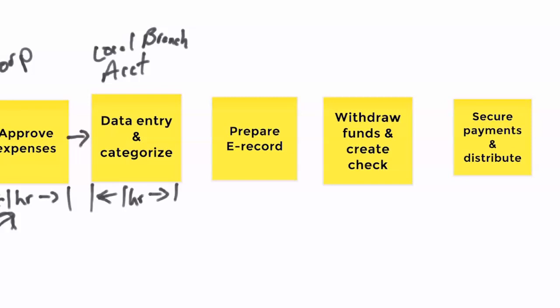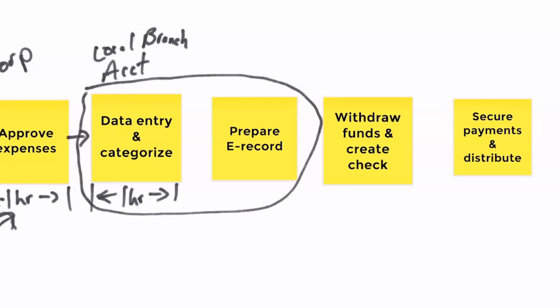They also performed another step, though. So these activities were performed both by the local branch accountants. They would also prepare the electronic record that would get sent to the bank. And to do that also took an additional 1 hour. Our local branch accounting group spent almost 2 hours per transaction or per travel reimbursement request. They really did do a lot of the heavy lifting.